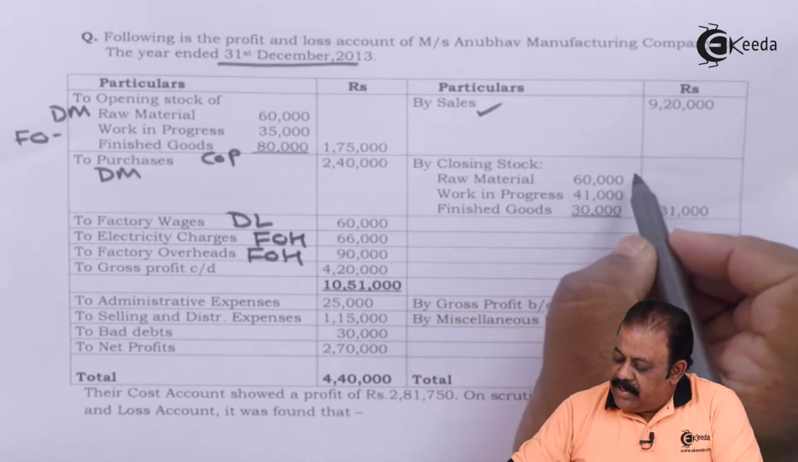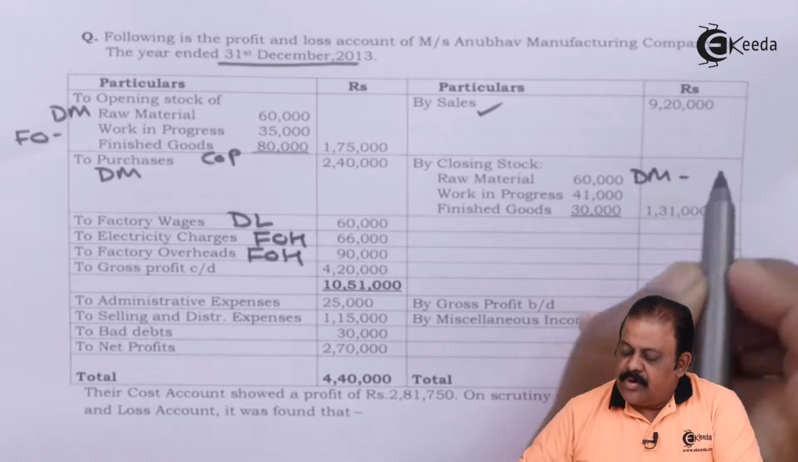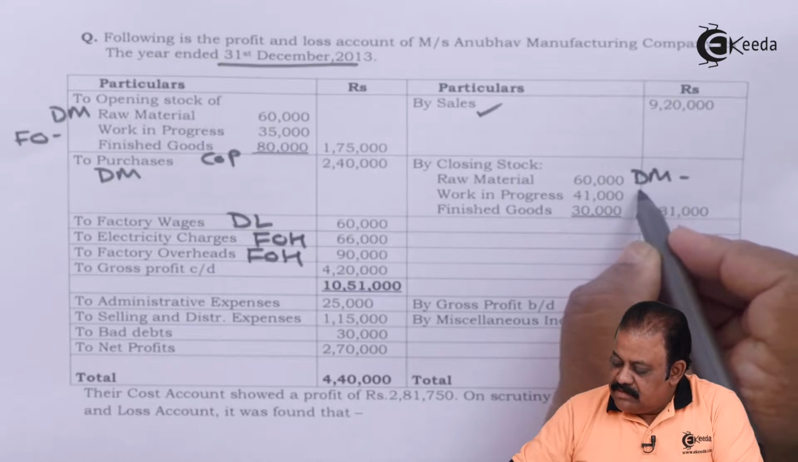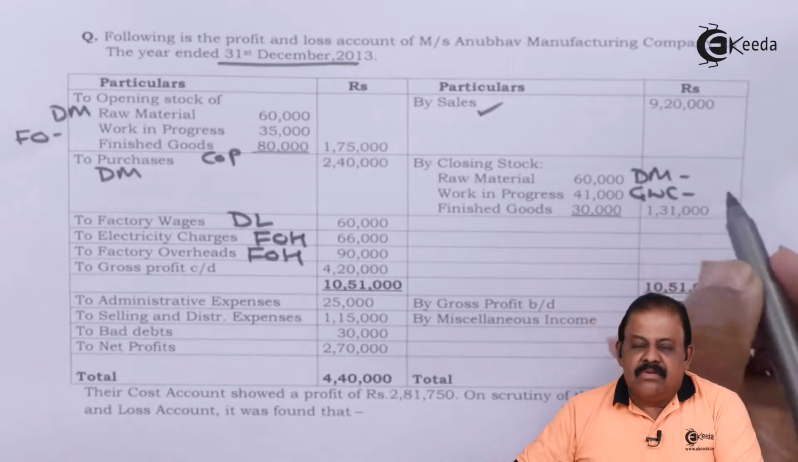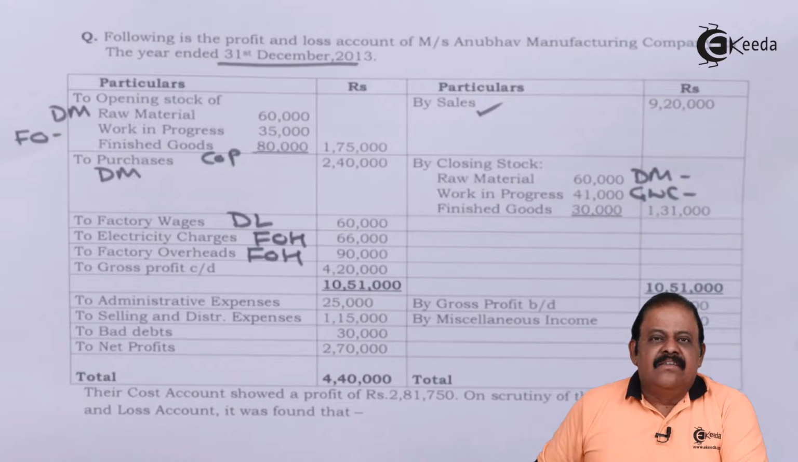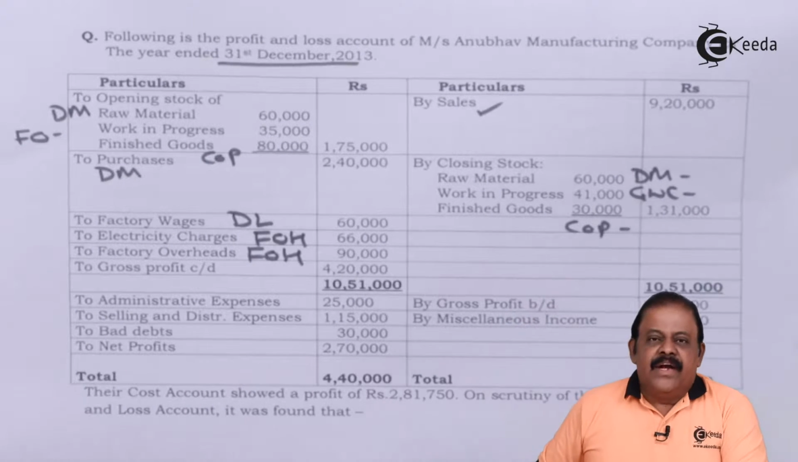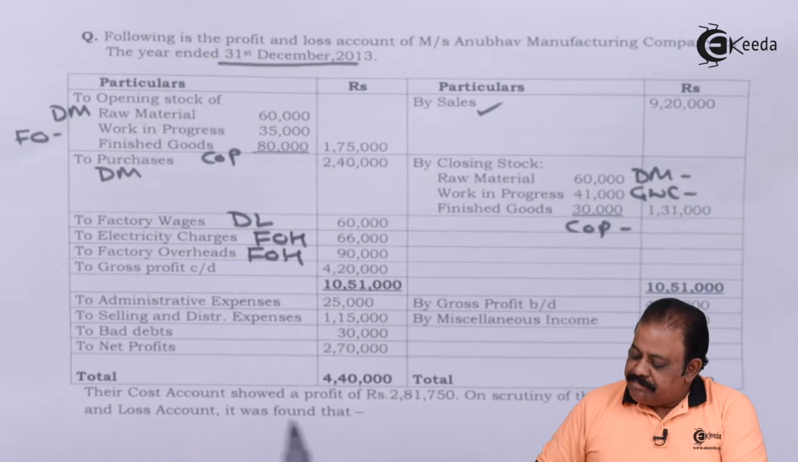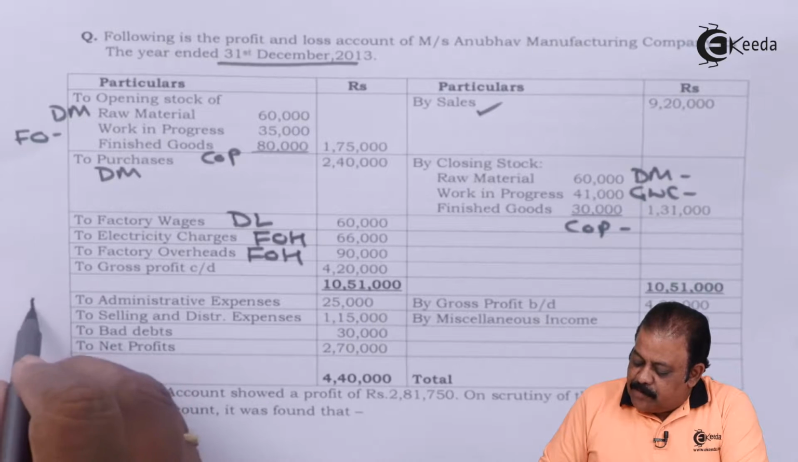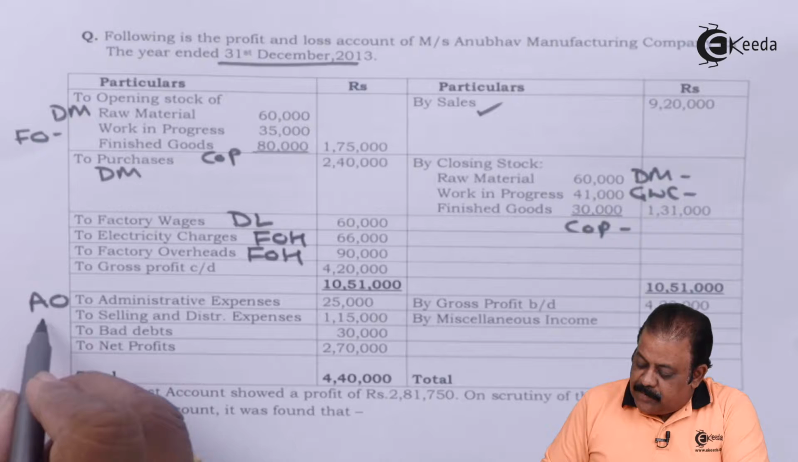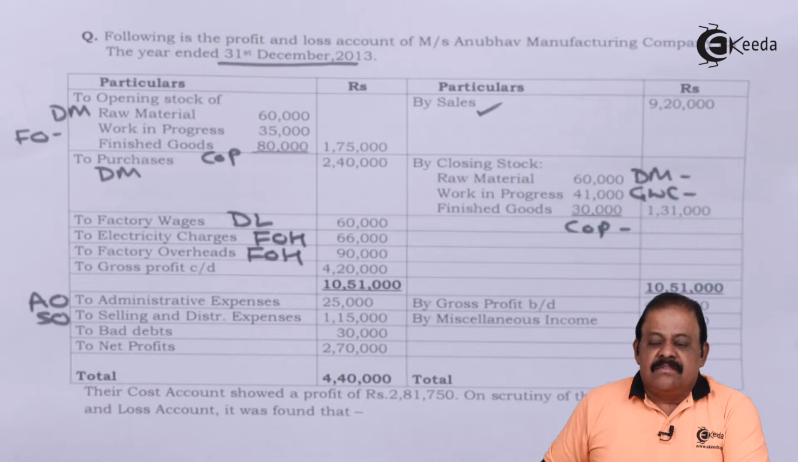Closing stock of raw material, from direct material we are required to deduct this. Work in progress, it will be deducted from gross works cost to arrive at net factory cost. Finished goods, we have to deduct from cost of production. Administrative expenses, administration overheads. Selling and distribution expenses, selling overheads.